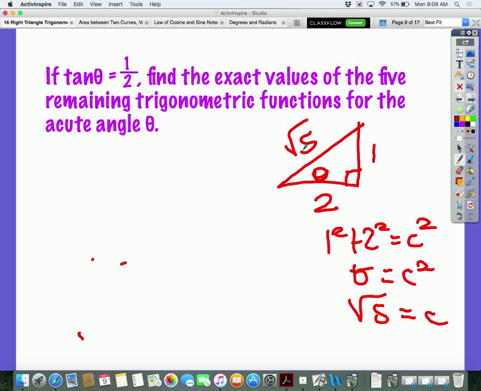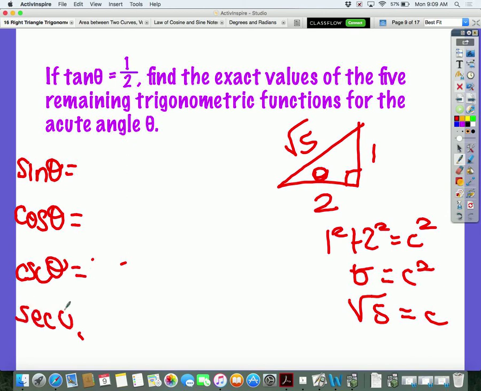Okay. So now to my remaining 5, that's sine. Which other ones? Cosine. Cosecant. Secant. And then cotangent. All right, so what is sine? 1 over the square root of 5. Can I leave it like that? So when I rationalize, what do I get?